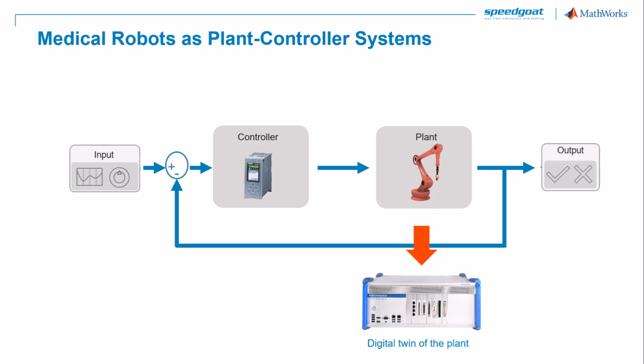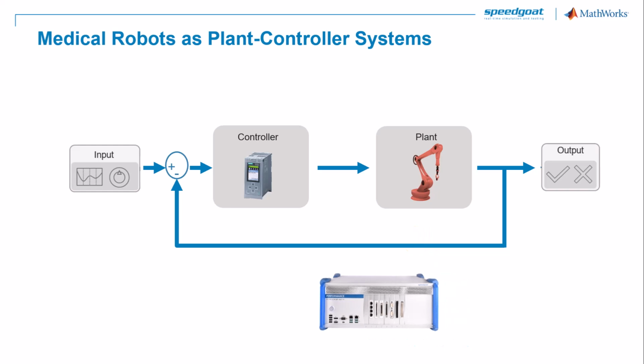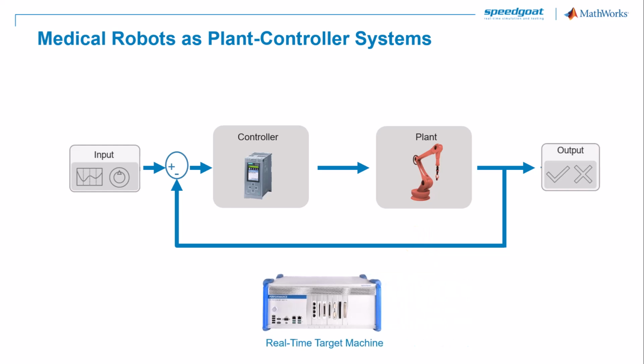This allows you to test earlier, automate your tests, and cover edge cases which would be dangerous using the real plant, all of which is necessary for IEC certification. As you can see, the real-time target machine forms an essential component in prototyping a plant controller system.